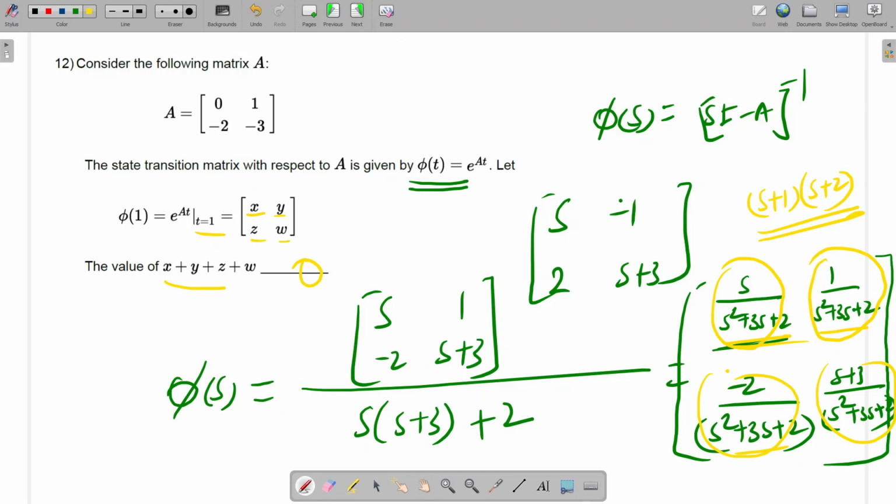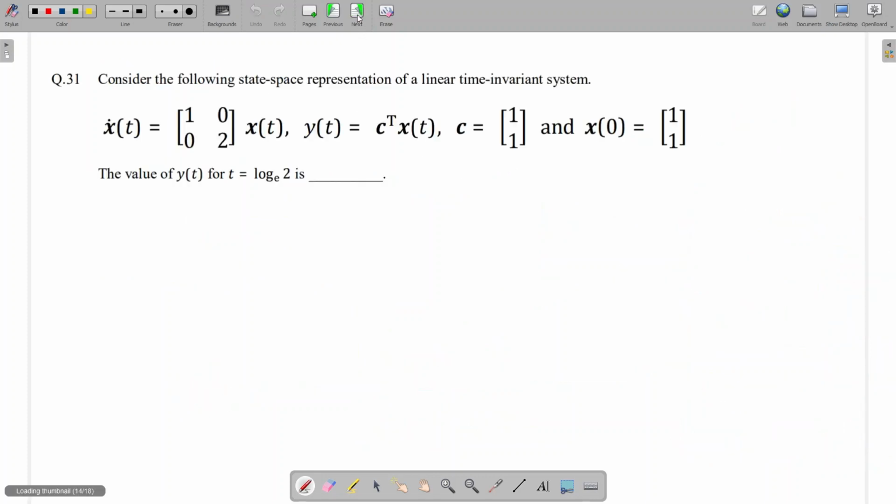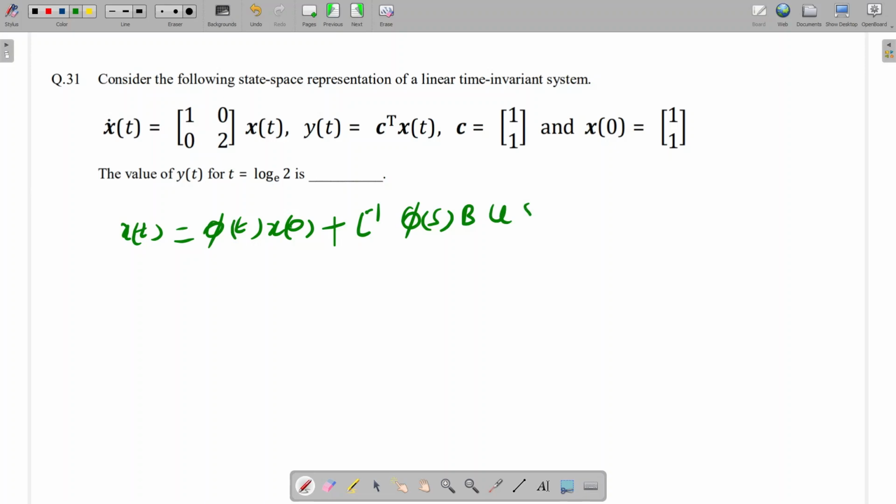Okay, okay. So I'm moving to some recent GATE questions, and I'll do them one by one. See that formula, that is a repeating formula. Already I have written that on the first page, so I will write that formula here also. Two formulas we should remember: x of t is equal to phi of t x0, plus L inverse of phi of s into b into u of s. So this is a 2 marks question.